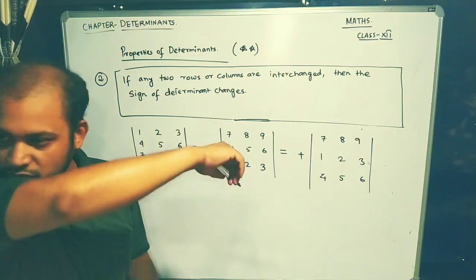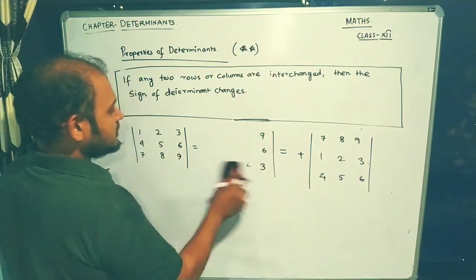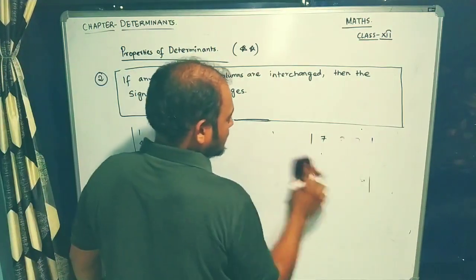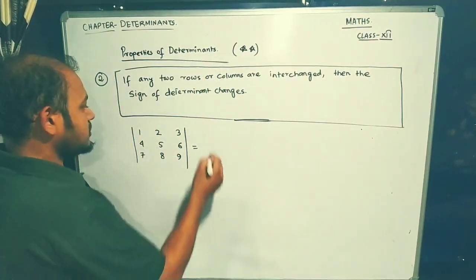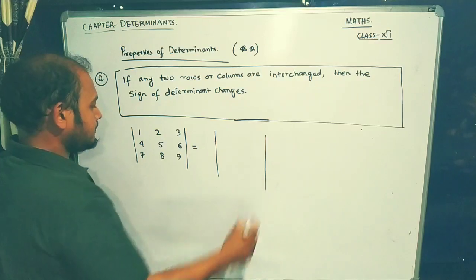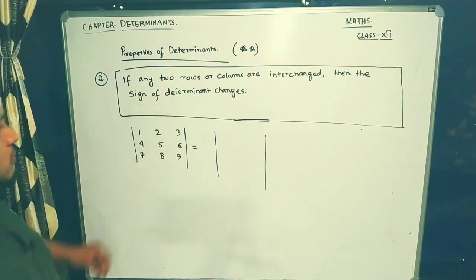Okay, so I think you must have understood the second property by now. Let us do the same thing with columns. This time we have used rows, right? Next time we will use columns here. Let us use some columns. You see it has 3 columns, so let us interchange the first column with the third column.